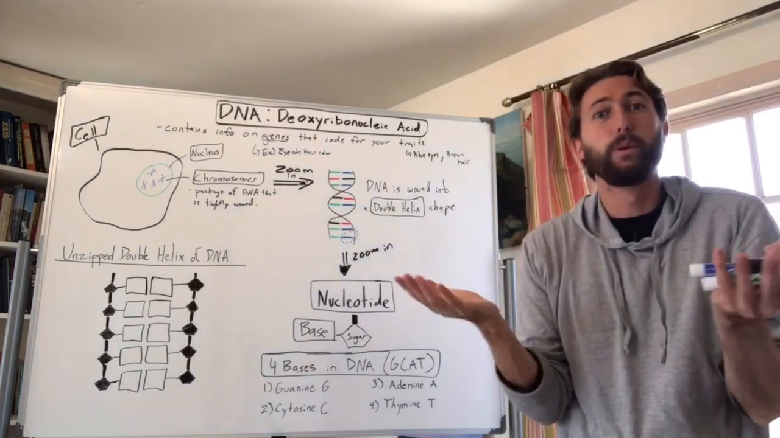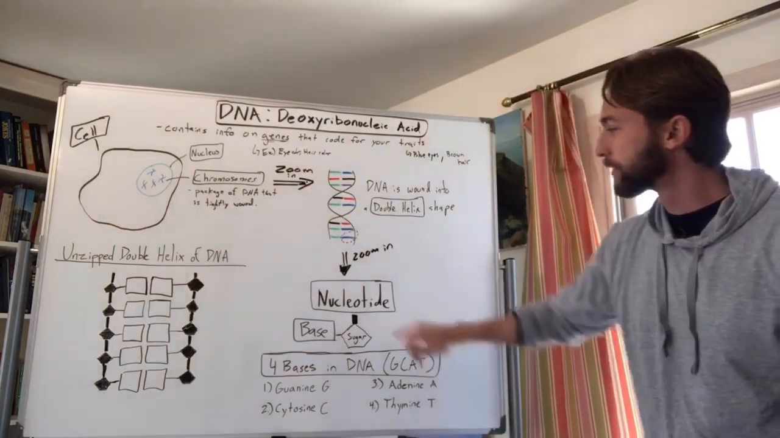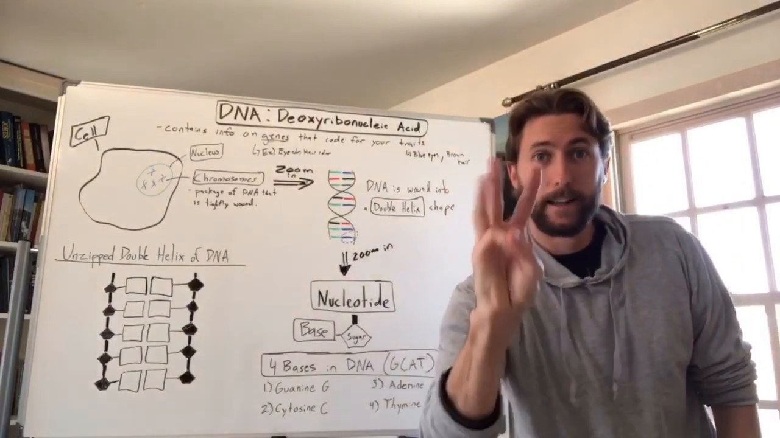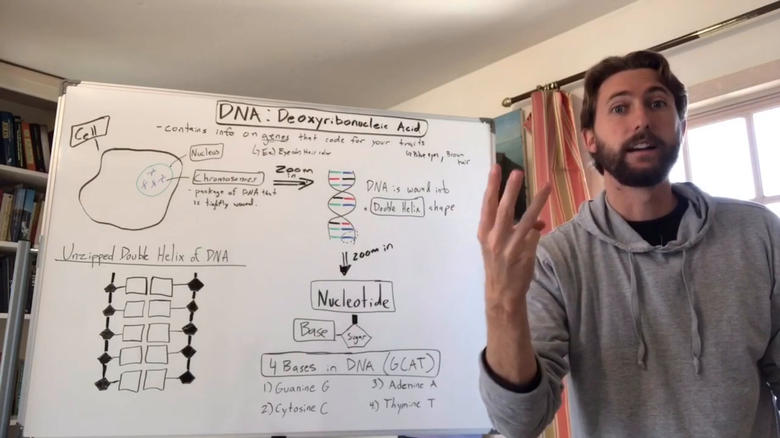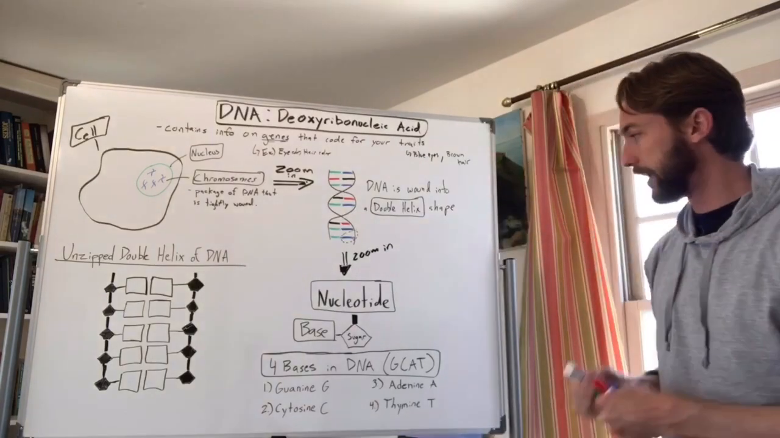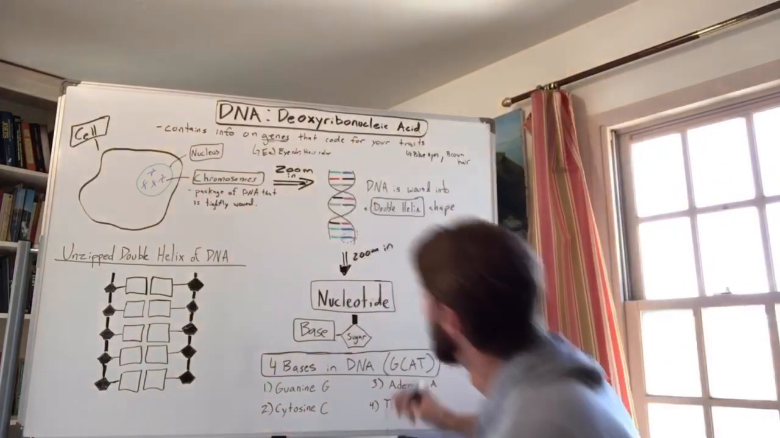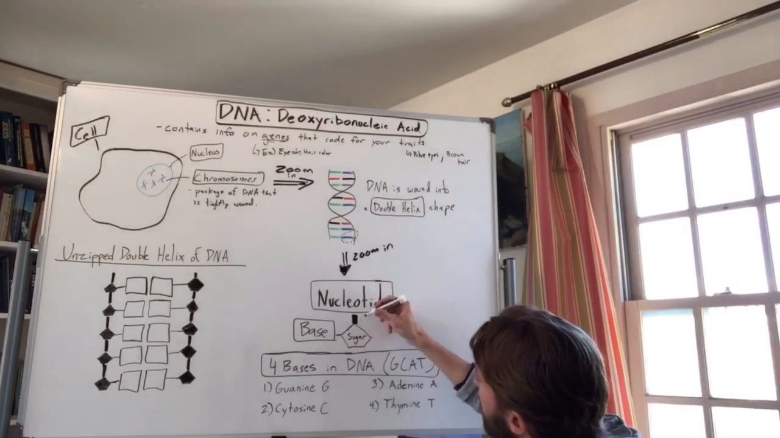So let's talk about what makes up that Lego block. A nucleotide is made of three things: a phosphate, a sugar, and a nitrogenous base, or just a base, right? So here's my drawing down here. Here's a nucleotide. What we've got here is our phosphate.